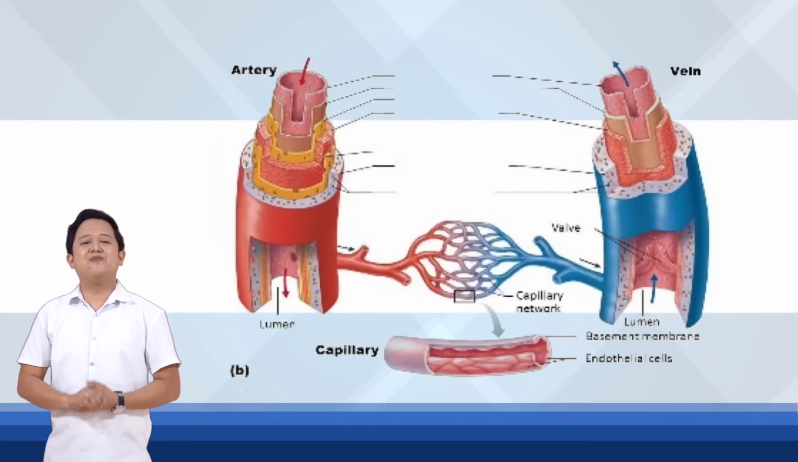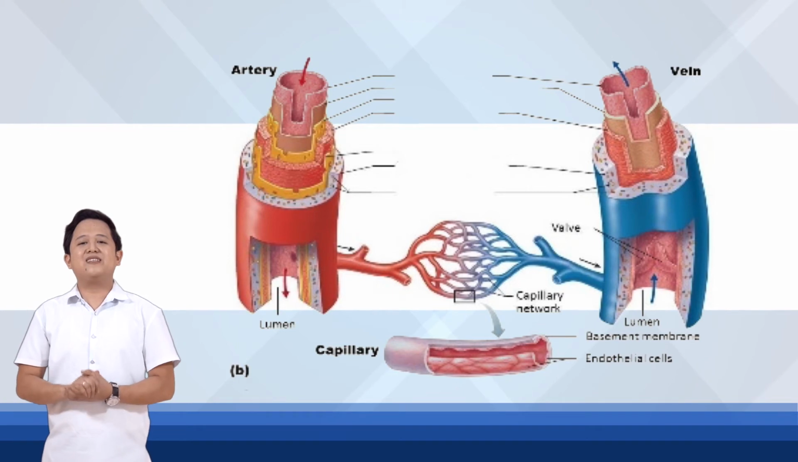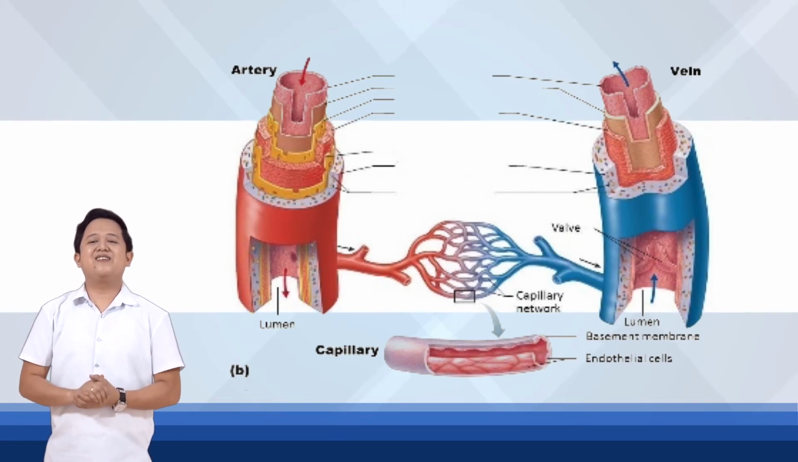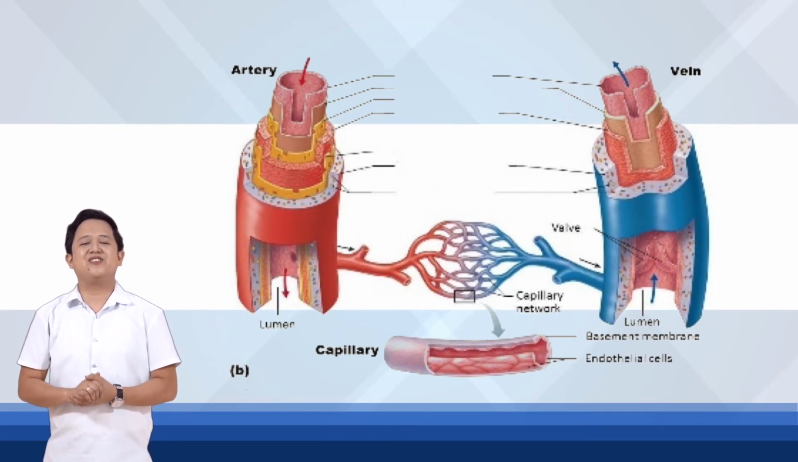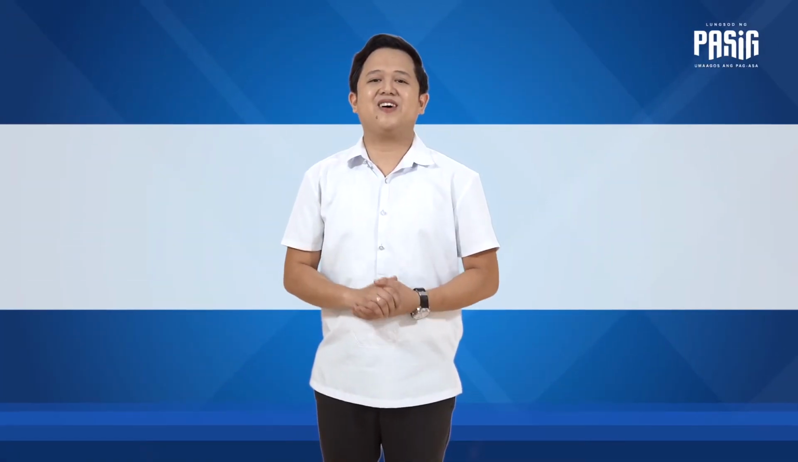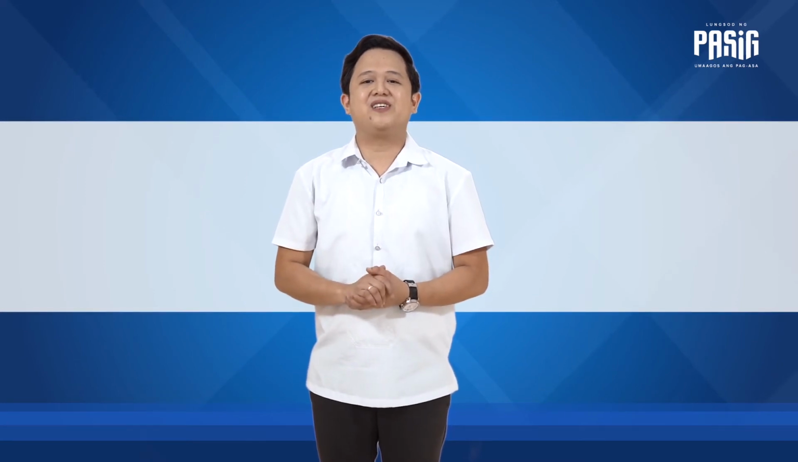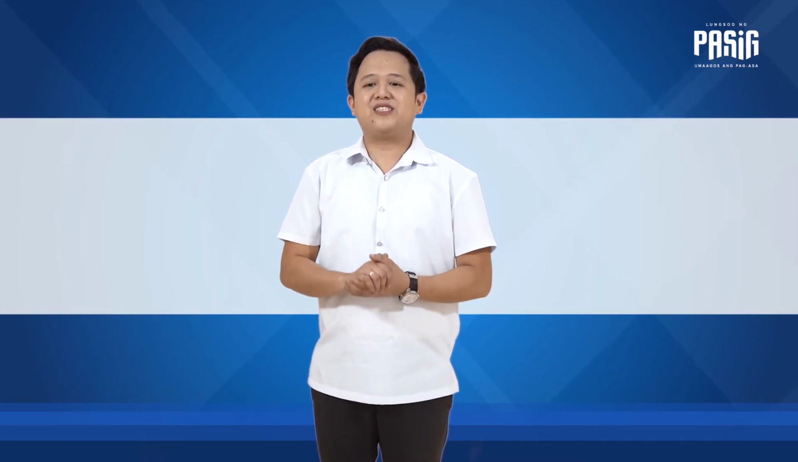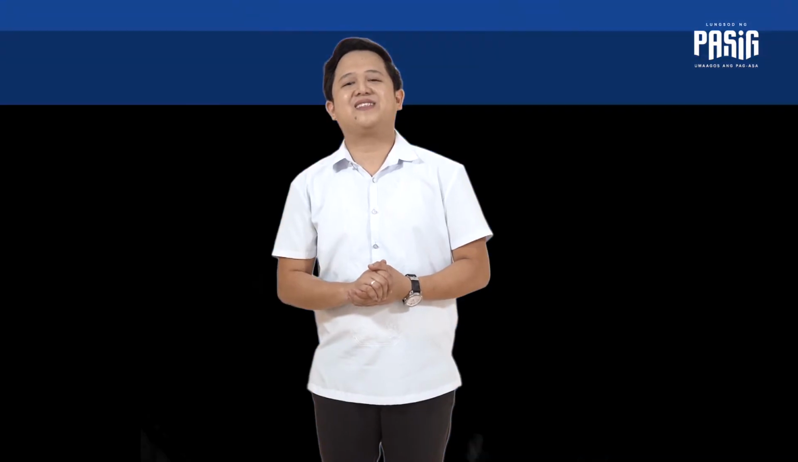The walls of most capillaries are 1 cell thick. This allows oxygen and nutrients to diffuse through the capillary walls into the body cells. It also lets carbon dioxide and other waste materials diffuse through cell walls into the capillaries.